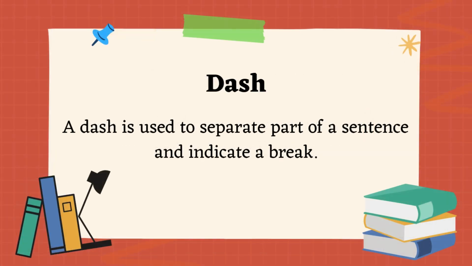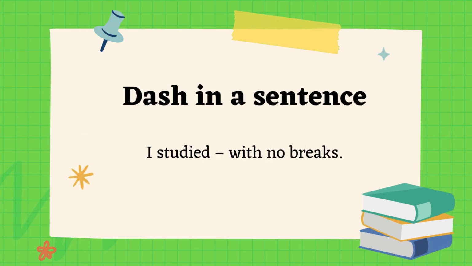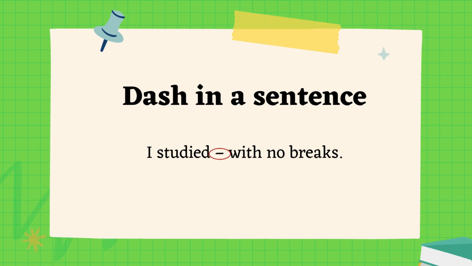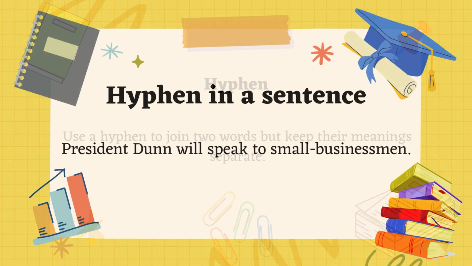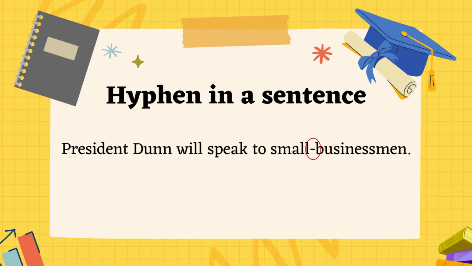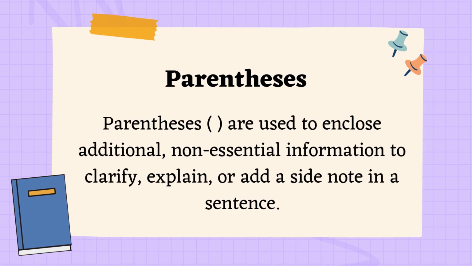Dash. A dash is used to separate part of a sentence and indicate a break. Hyphen. Use a hyphen to join two words, but keep their meanings separate. Parentheses. Parentheses are used to enclose additional, non-essential information to clarify, explain, or add a side note in a sentence.